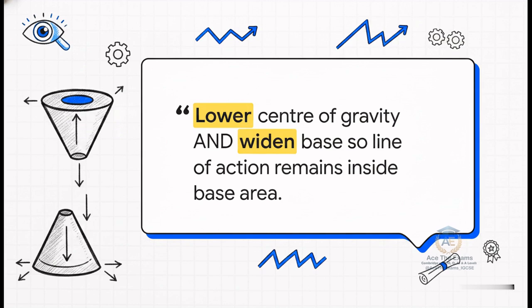Notice how we hit the concept, which is stability, the evidence, low center of gravity and wide base, and the scientific reasoning, using the exact examiner wording, the line of action of the weight remains inside the base area. If that line of action falls outside the base, the moment of the force causes the object to topple. That right there is the exact phrase examiners are hunting for.